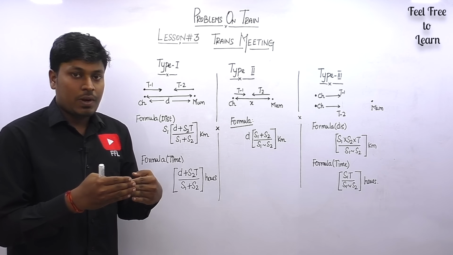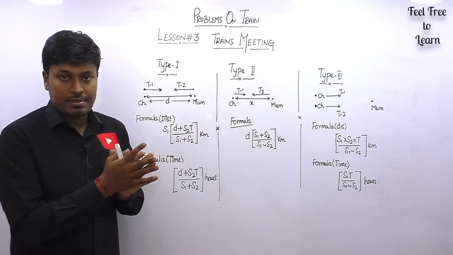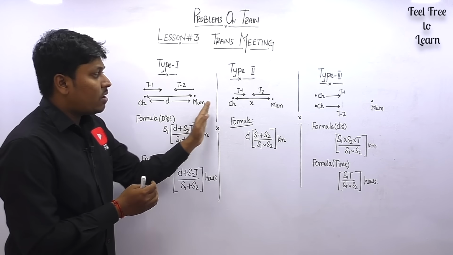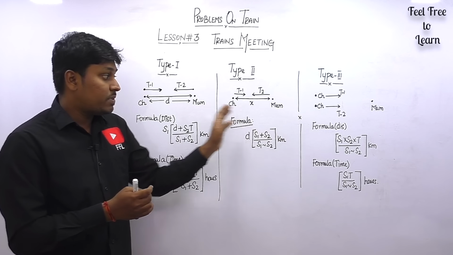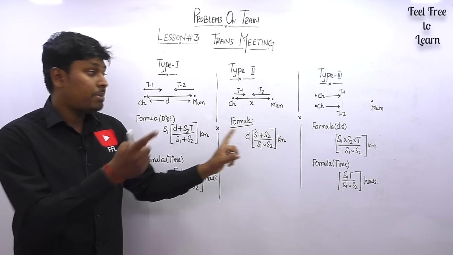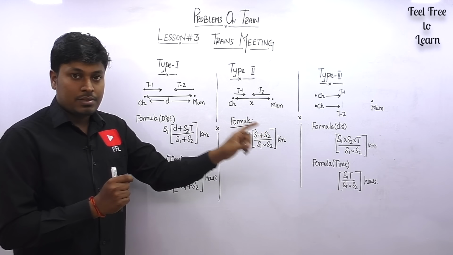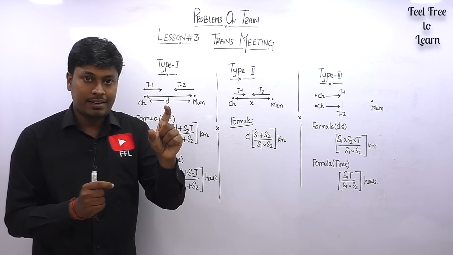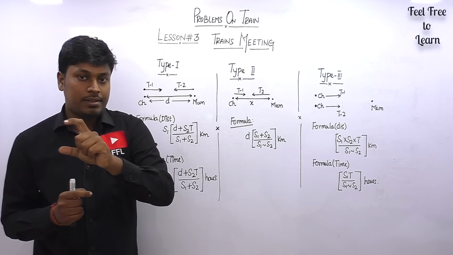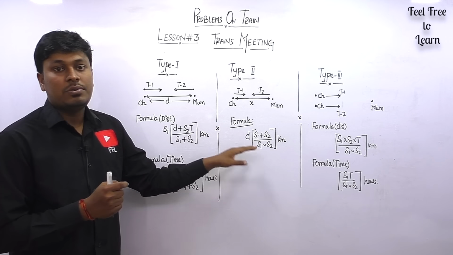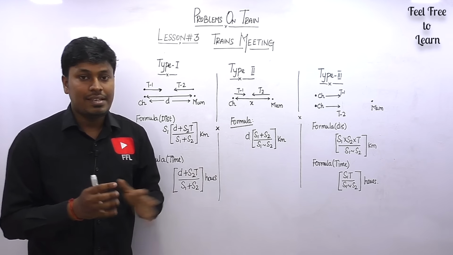And the same meeting concept, they can ask in 3 different types. So first you need to be strong on all these 3 types, because without knowing which type the question is, you will apply the wrong formula. So that's the reason, be strong on all the 3 types. By seeing a question, first you need to decide whether it is type 1, type 2 or type 3. So based upon the type, you can directly use the formula and you can solve the question easily.